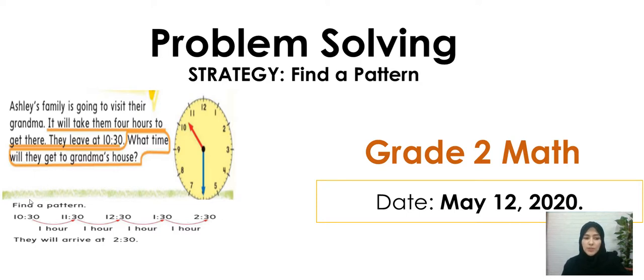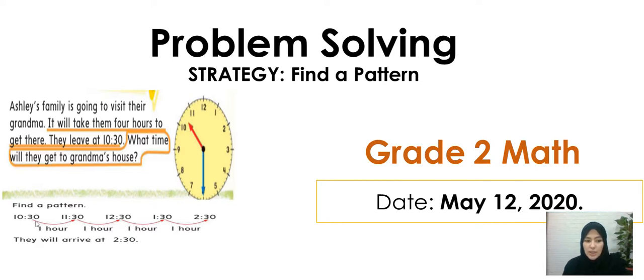So if we need to find a pattern, we need to see what time was the start time. It was 10:30. It says that they leave at 10:30. That's when they left. And it's going to take them 4 hours to get there. So we will find a pattern which is 4 hours.